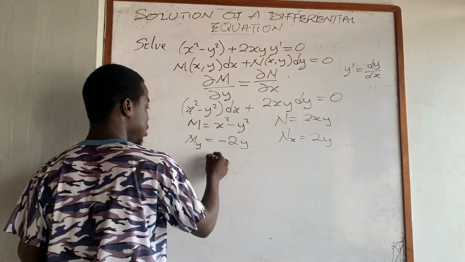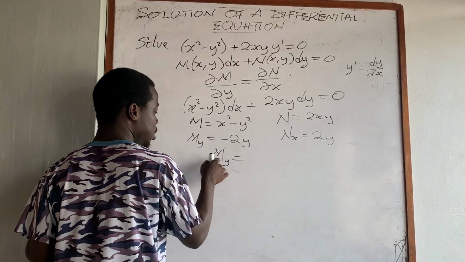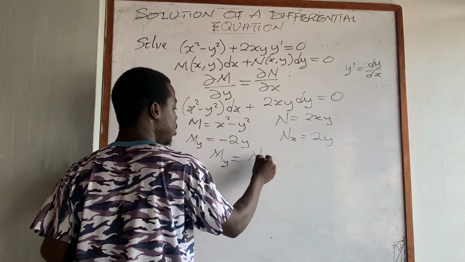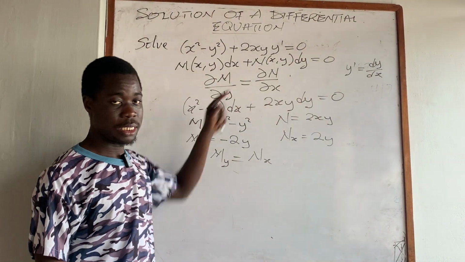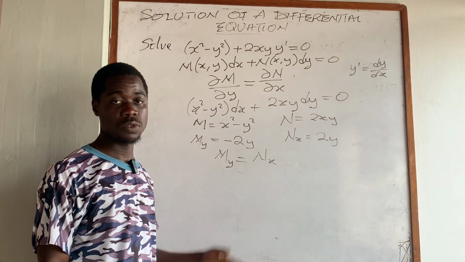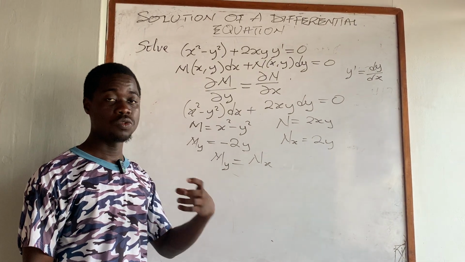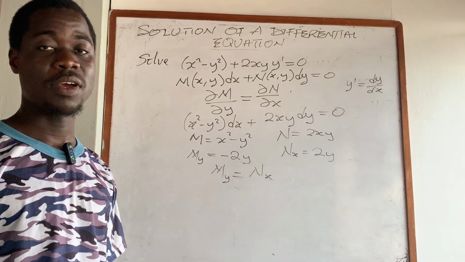What I have here is, per the condition, that M sub y should be equal to N sub x. So this one represents this, and this one represents this. So that is the meaning. Now, if you check, you can see that they are not equal. So since they are not equal, we need to use another condition. And that condition is the integrating factor approach.